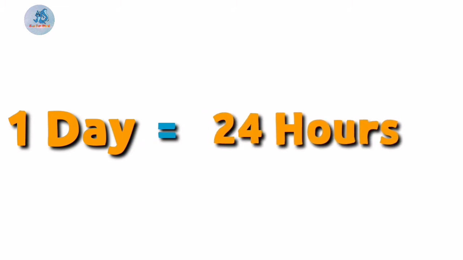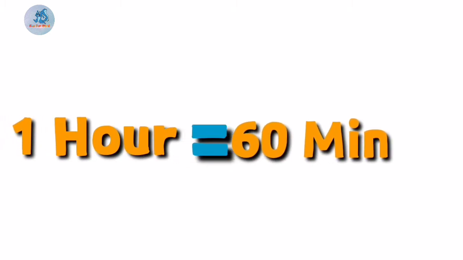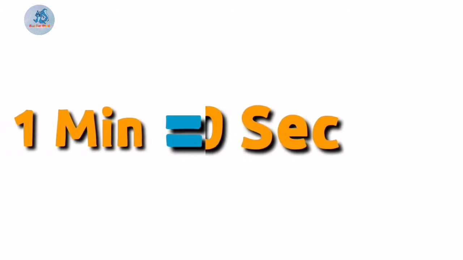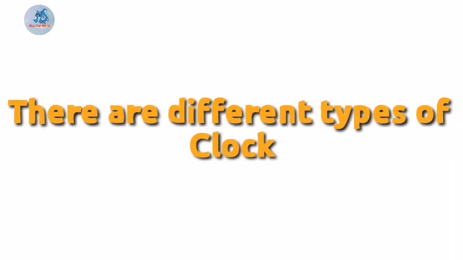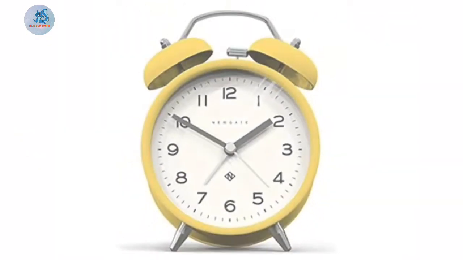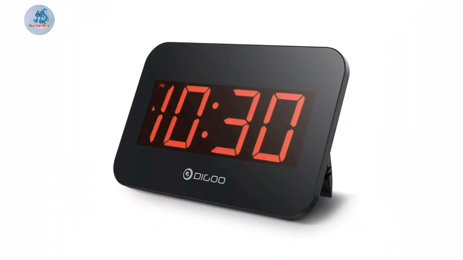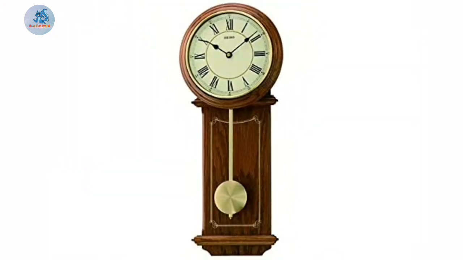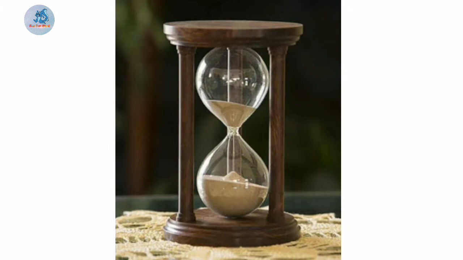Time is measured by dividing the day into 24 hours. As given below, 1 day is equal to 24 hours, 1 hour is equal to 60 minutes, and 1 minute is equal to 60 seconds. There are different types of clock: wall clock, wrist watch, alarm clock, digital watch, pendulum clock, and sand clock.